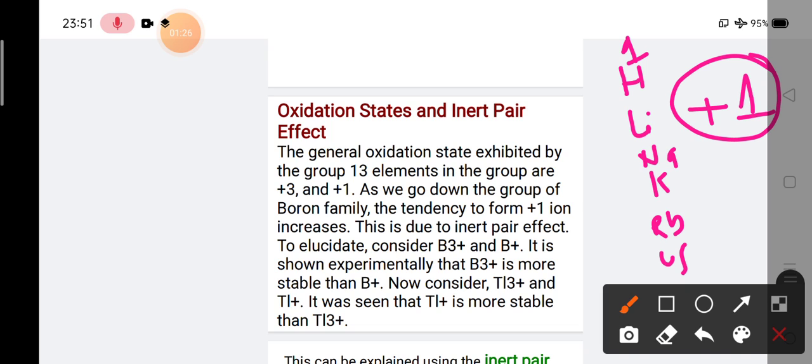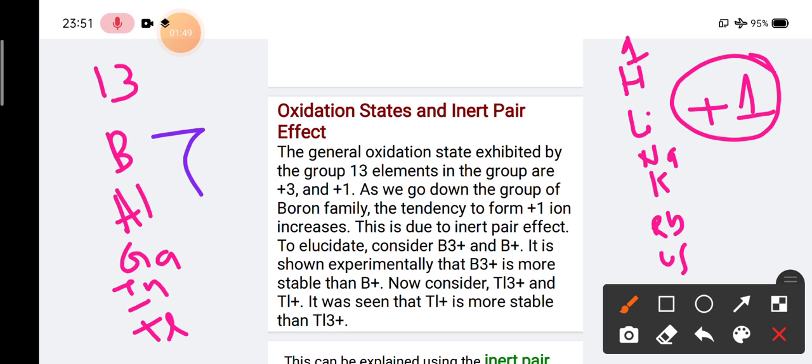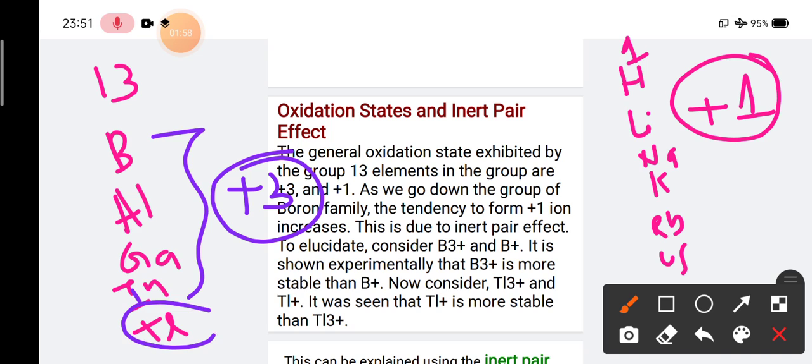But in the case of P block, especially group 13 elements, the elements are boron, aluminium, gallium, indium and thallium. Among these 5 elements, mainly these 4, that is boron, aluminum, gallium and indium, show plus 3 oxidation state. But thallium shows mainly plus 1 oxidation state. Thallium is highly stable in plus 1, not in plus 3.